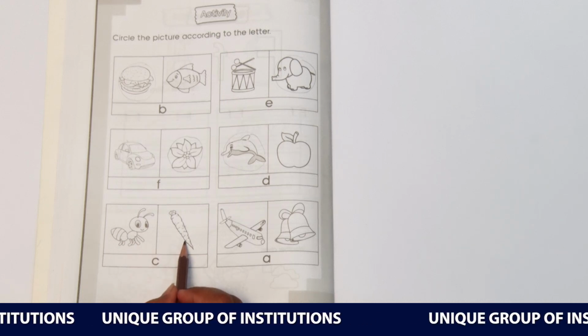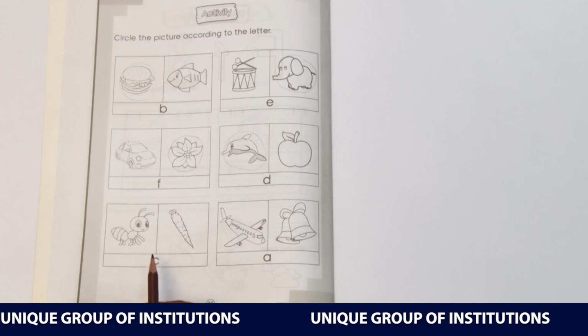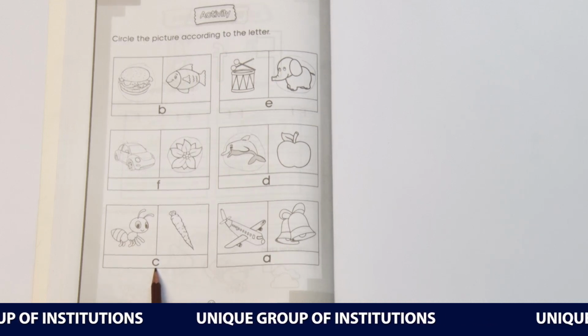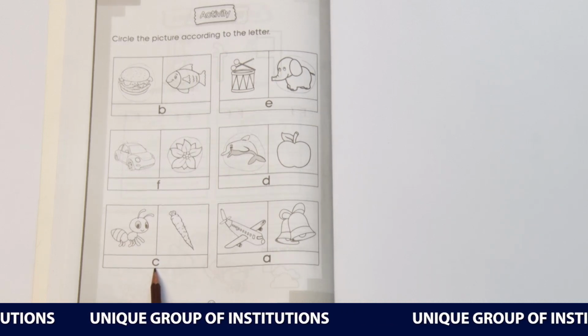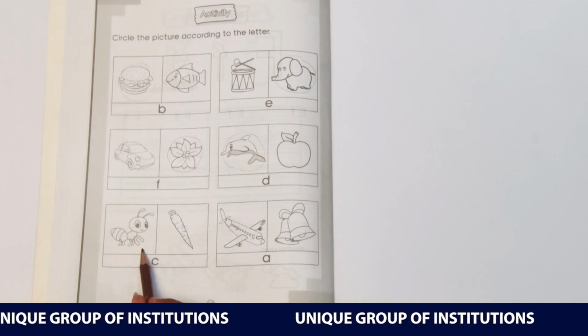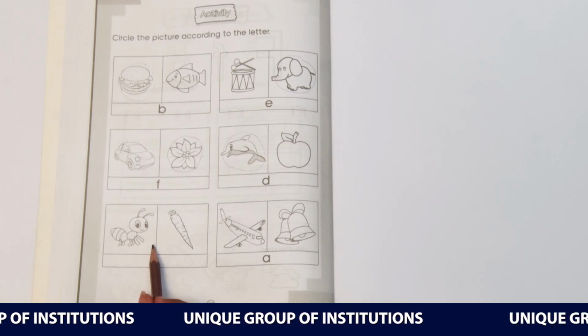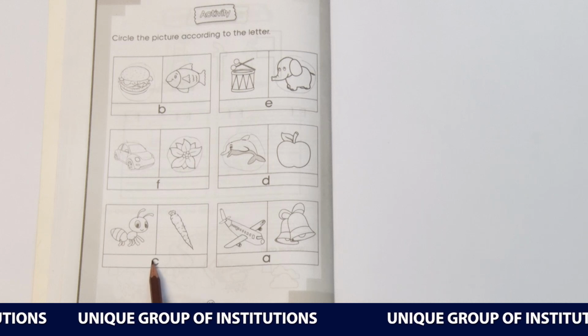Next we have a pair of an ant and a carrot. It's the letter C. The letter C makes the sound K. So now we have to find the picture whose beginning sound is K.